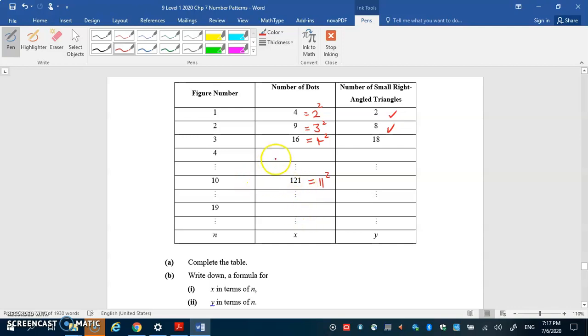So if your figure number is 19, what should be the number of dots? You see, the number that's being squared here is 1 more than the figure number. So for example, when the figure number is 3, the number of dots is 4 squared. When the figure number is 10, the number of dots is 11 squared. So when the figure number is 19, the number of dots will be 20 squared, which is 400.